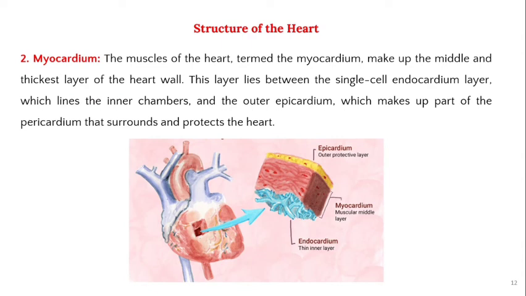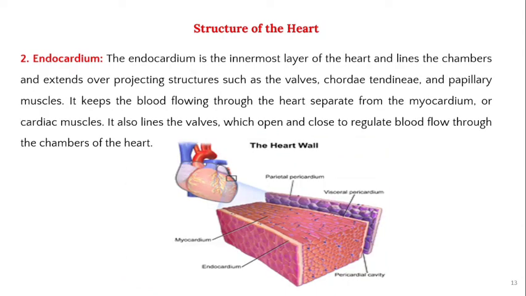Next is the myocardium. The muscles of the heart, termed the myocardium, make up the middle and thickest layer of the heart wall. This layer lies between the single-cell endocardium layer, which lines the inner chambers, and the outer epicardium, which makes up the part of the pericardium that surrounds and protects the heart. So as you can see in the picture, the myocardium is the thickest layer of the heart. So the last layer of the heart is the endocardium.